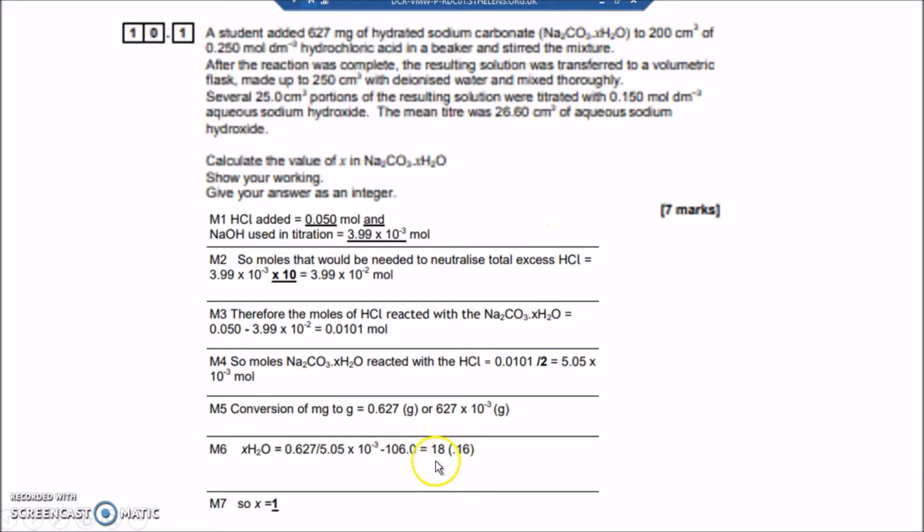I've got 18 left over. 18 grams left over. So an Mr of 18 left over. The Mr of water is 18. So it means that I've got 1 water in there and X is 1.